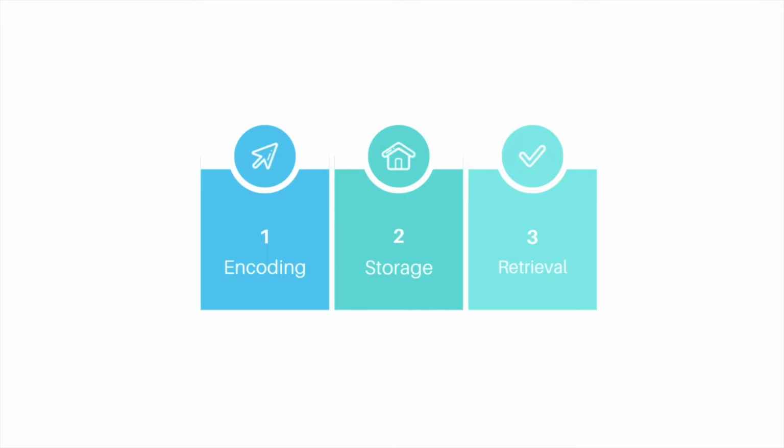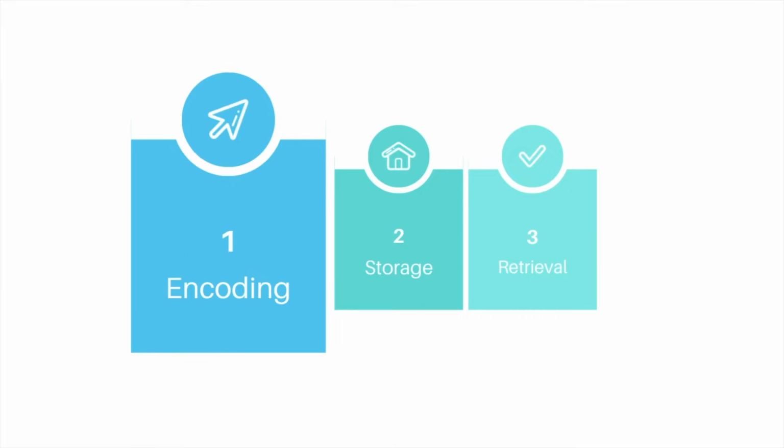So in our previous video, we learned about what is memory, and we looked at an overview of the main stages that constitute the process of memory formation. These included the stages of encoding, storage, and retrieval. In today's video, we will look at the first stage of memory formation, which is encoding.